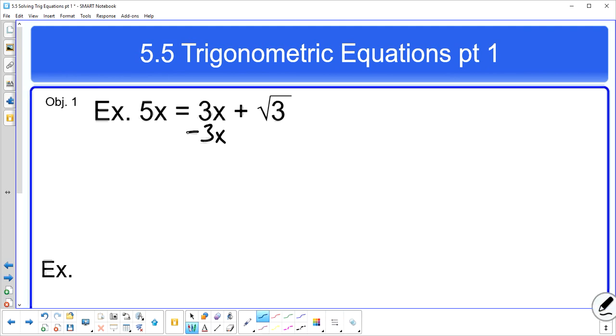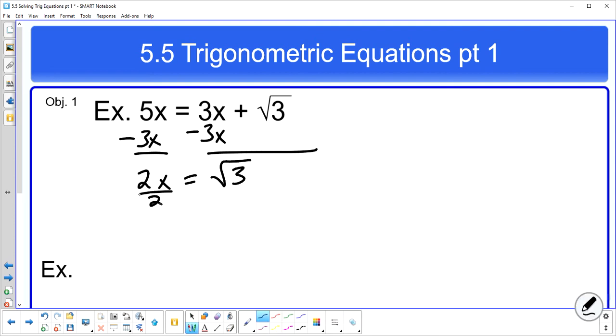Same way we've always done it. We need to get our x's on one side. So I'm going to subtract 3x from both sides. That's going to leave me with 2x equals the square root of 3. And now to get x by itself, I divide by 2. And so x would be the square root of 3 over 2. And that would be your solution for this equation.